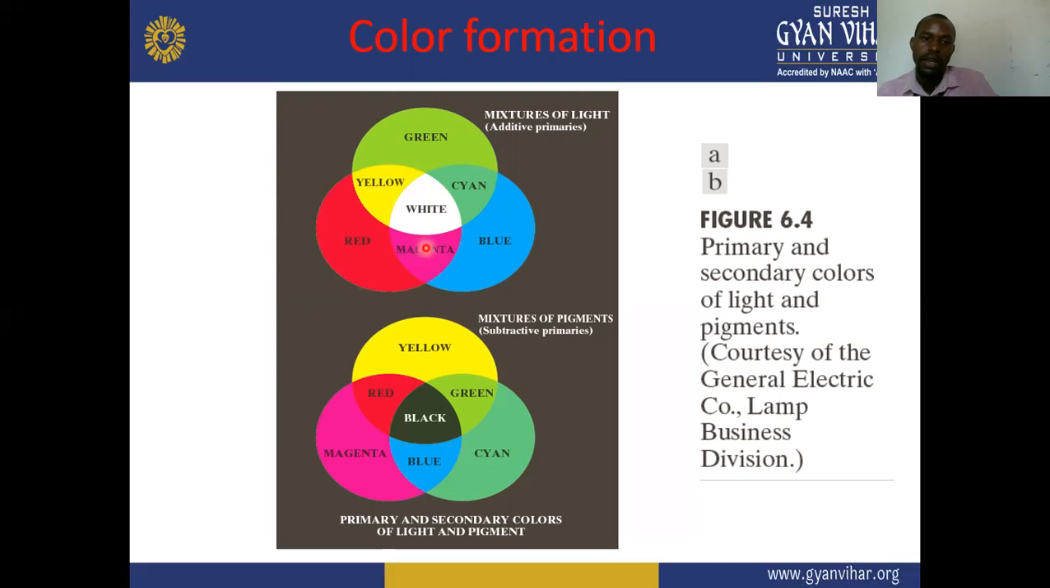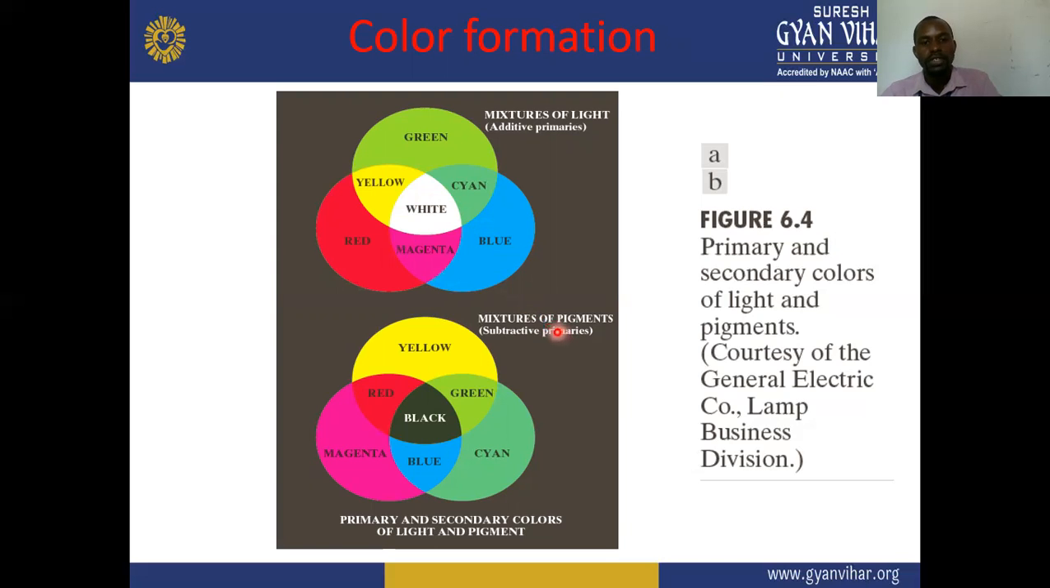Now, white light is the composition of all the colors when they are formed together. That is why whenever we say that white light passes through a glass prism, it is split into multiple colors. This is what forms the primary additive colors, red, green, and blue.